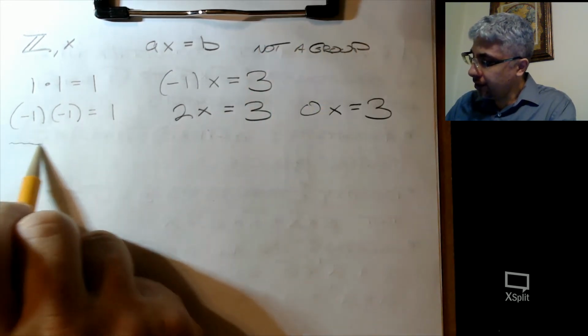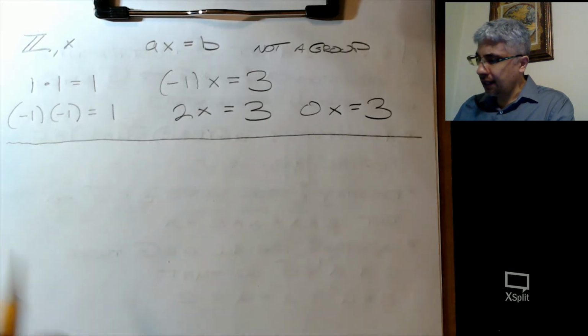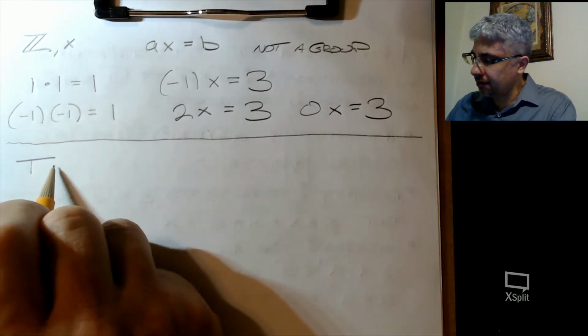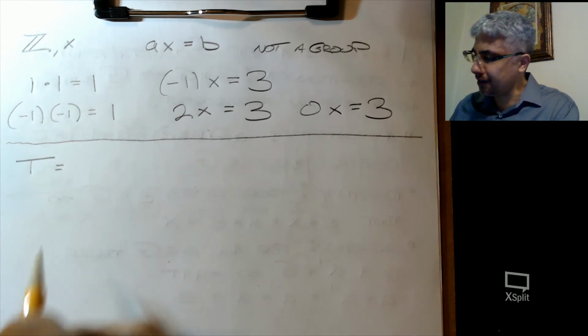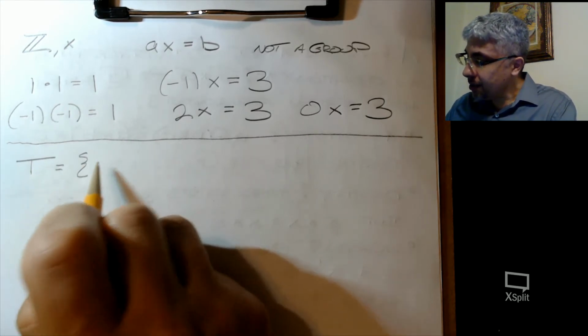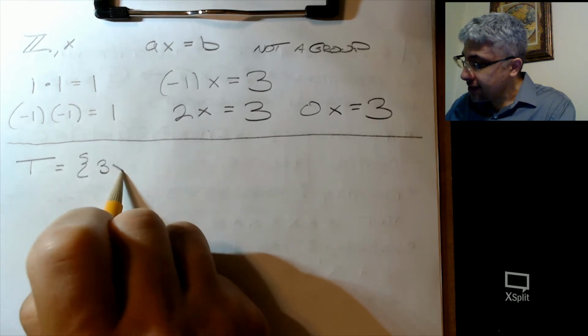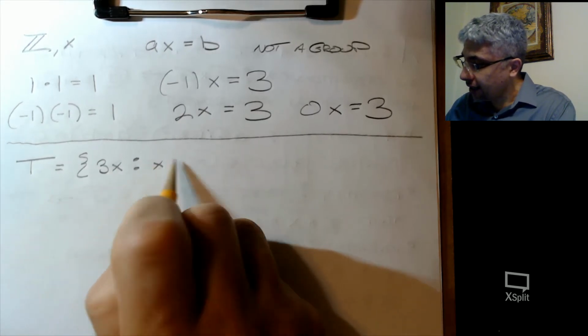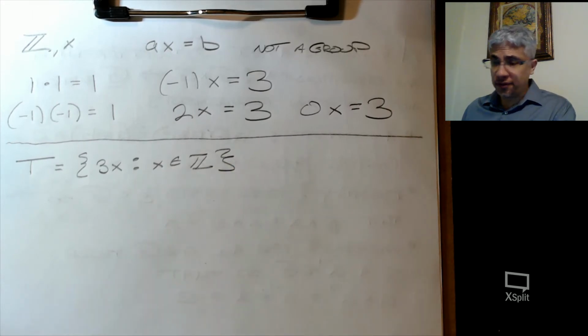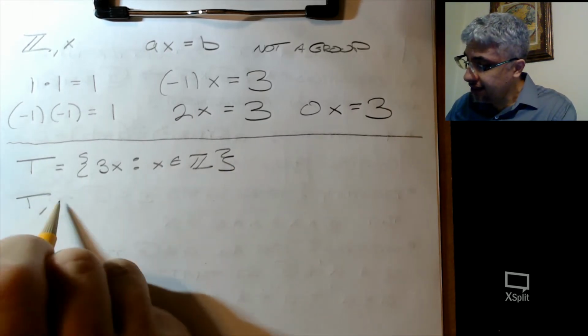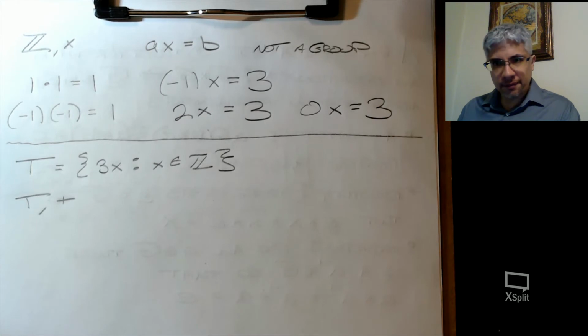What if I wanted to do, say, I'm going to make up a set. I'm going to just call it T. Don't get attached to this. It's just a single example. So this is going to be the multiples of 3, the set of all 3x, where x is an integer. So the set of all the multiples of 3, and I want to know, is T under addition a group?